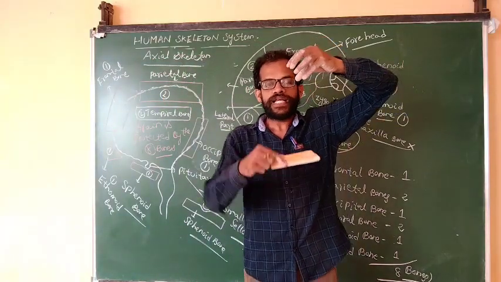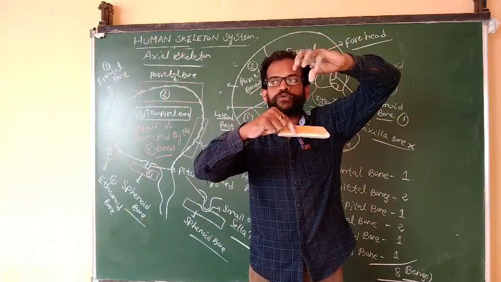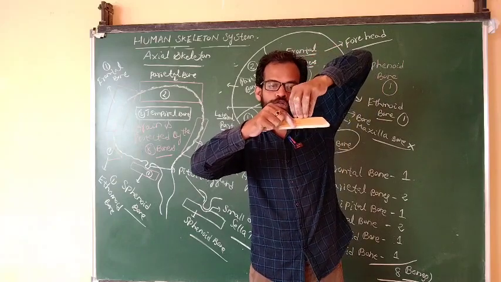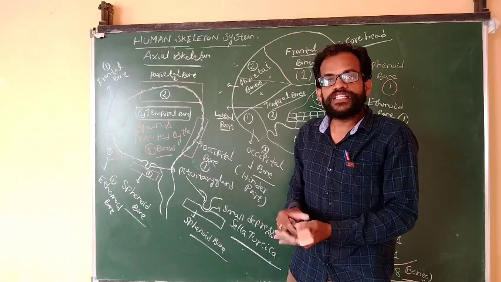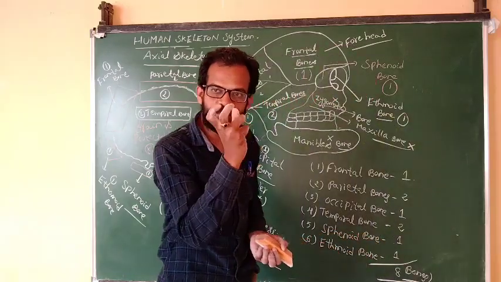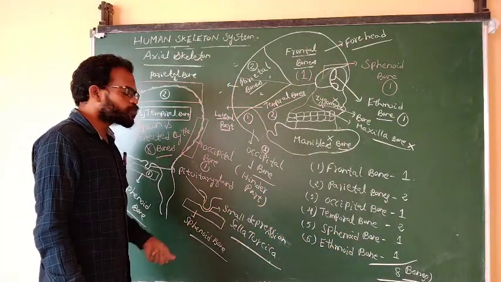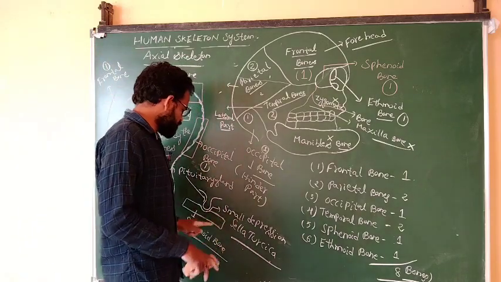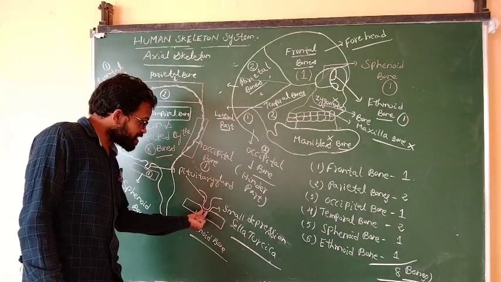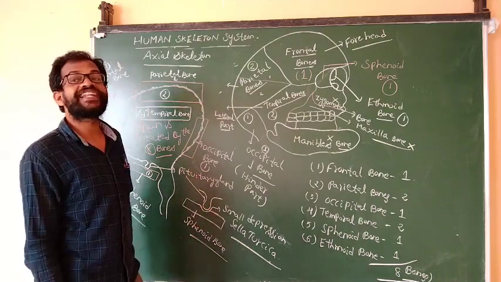The pituitary gland occupies the space in the sphenoid bone. This sphenoid bone creates a small depression, and this depression is known as the sella turcica. Sella turcica means the small depression of the sphenoid bone, and this place is occupied by the pituitary gland.